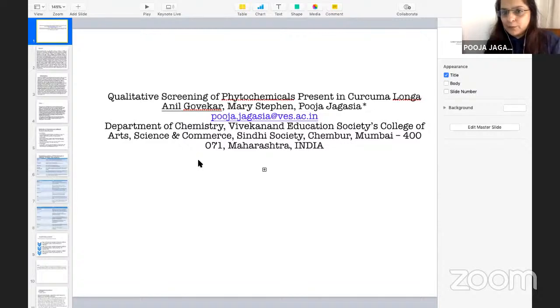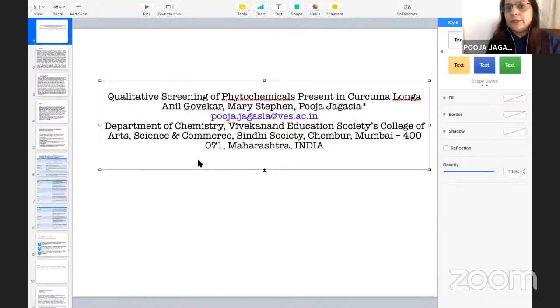Okay. So this is the work with one of my PG students, Anil Govekar, in his dissertation program, and I'm Dr. Pooja Jagesha, along with my colleague Mary Stephen and Anil. We have worked on qualitative screening of phytochemicals present in Curcuma longa, turmeric powder, with the different species of turmeric. Now, why did we think of doing this work?